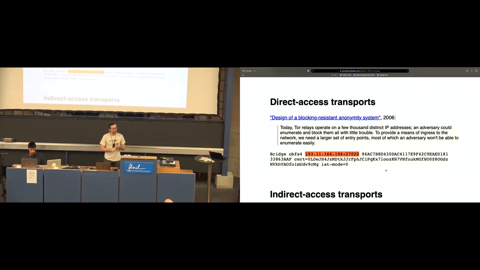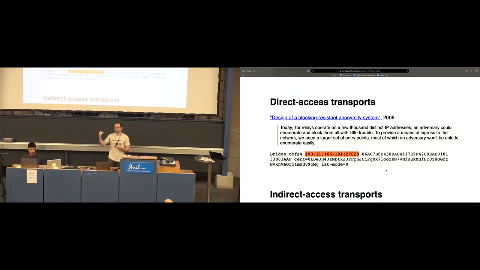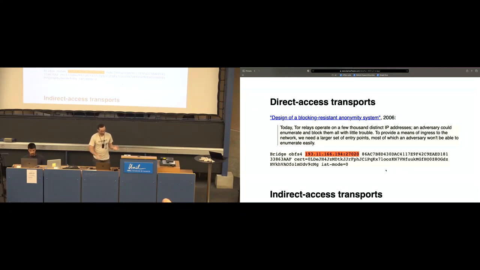And two, you need a lot of these because you expect some level of attrition. You expect some level of leakage. You expect some level of enumeration by a censor, that eventually these things will be blocked. So you actually need a sufficient number to make this blocking resistant. All right? So this is characteristic of these direct access transports. But this is not the only type of circumvention transport, as we know.